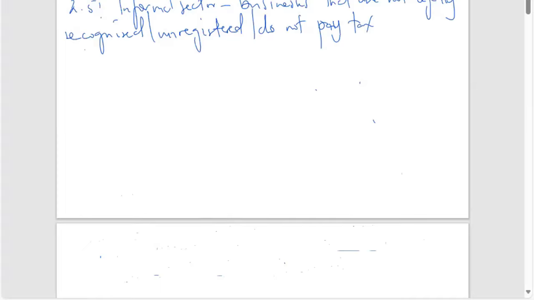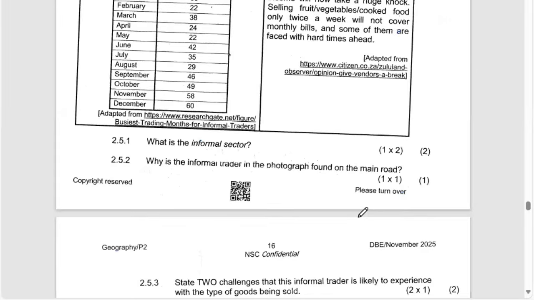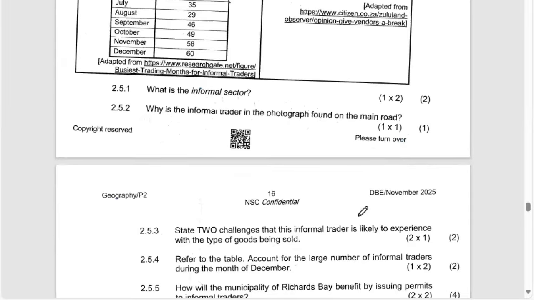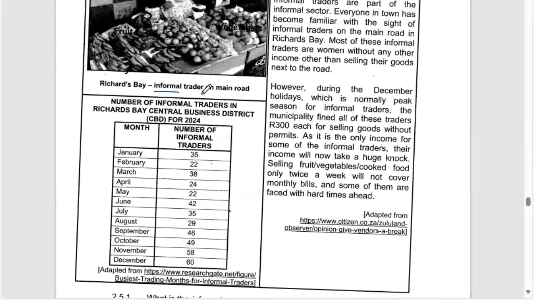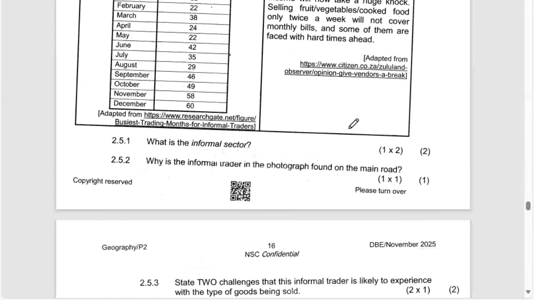And then the next question is saying, why is the informal trader in the photograph found on the main road? He's saying an informal trader on the main road. Why are they locating on the main road? The reason is access to the market. They locate in these areas for customers.